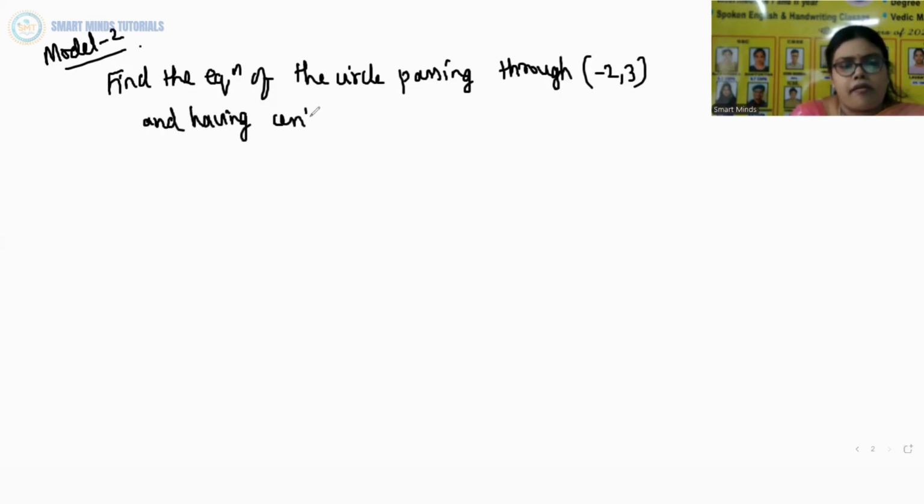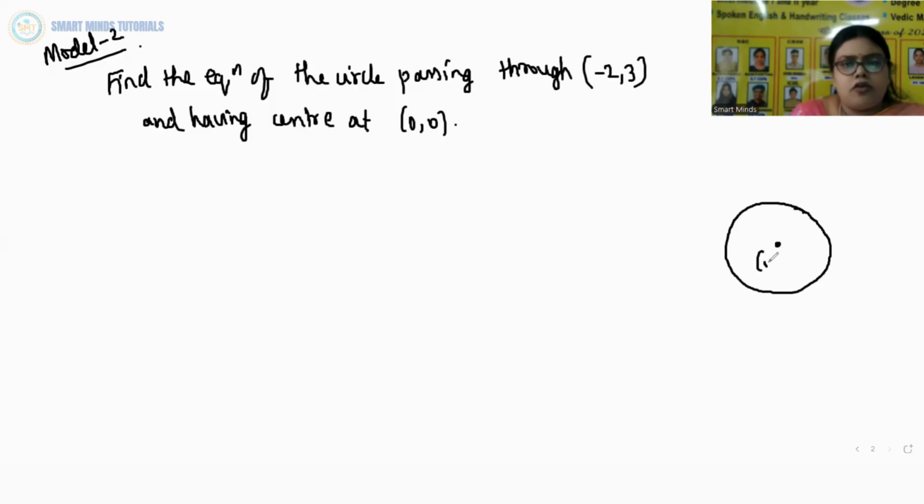Let's take the second model of VSAQs, that is, when center is given and point is given. So take a question: find the equation of the circle passing through (-2, 3) and having center at (0, 0). So now you see there is a circle.